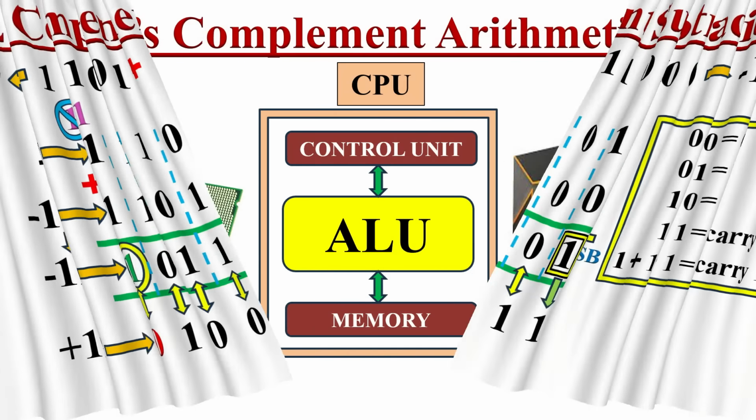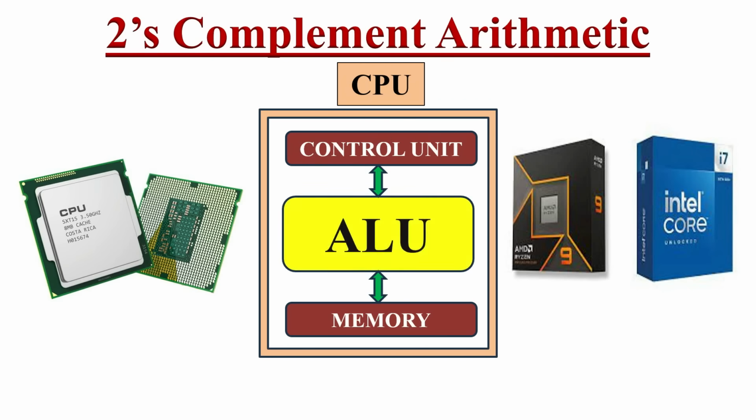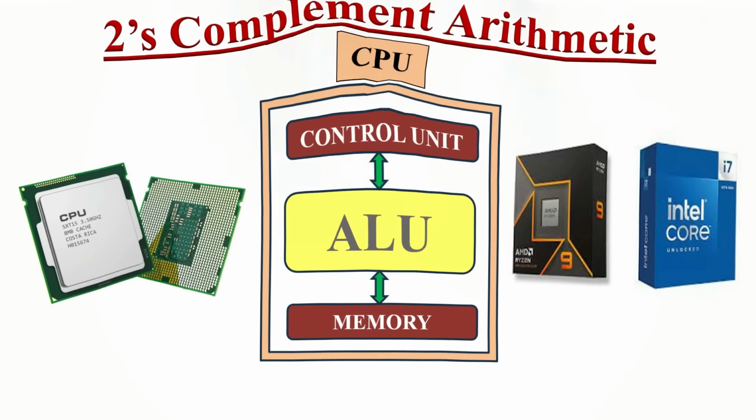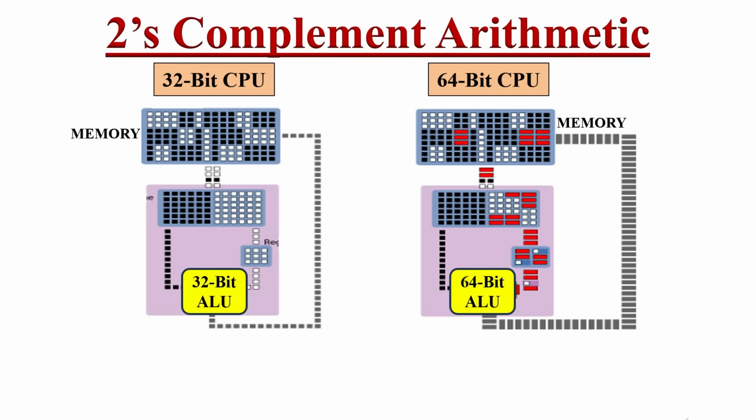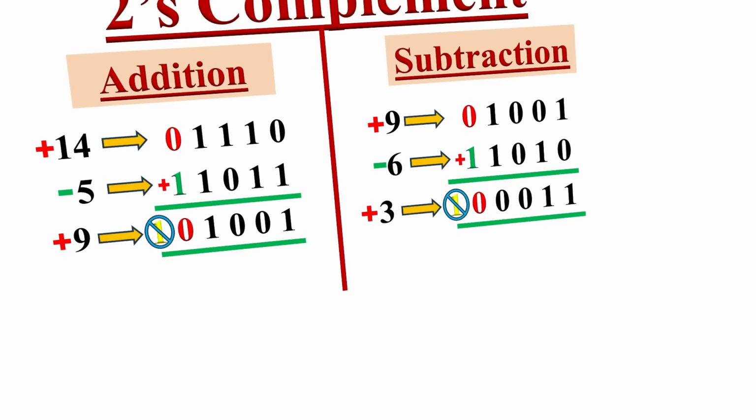In a CPU, ALU performs all arithmetic operations and it typically uses 2's complement method due to its simplicity and efficiency. A 32-bit CPU is less capable than a 64-bit CPU because a 64-bit CPU can handle more data at once. Generally, 32-bit CPUs have 32-bit ALUs and 64-bit CPUs have 64-bit ALUs. So this allows a 64-bit CPU to efficiently process larger values than a 32-bit CPU. That's all about 2's complement arithmetic.